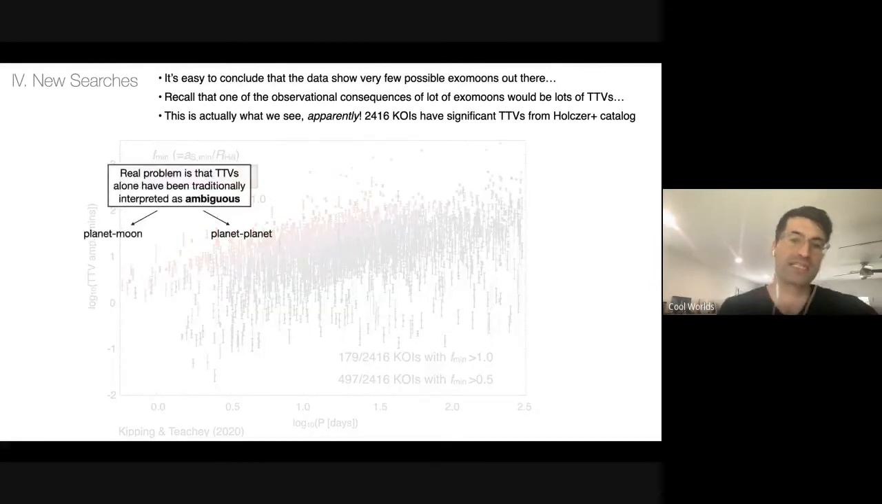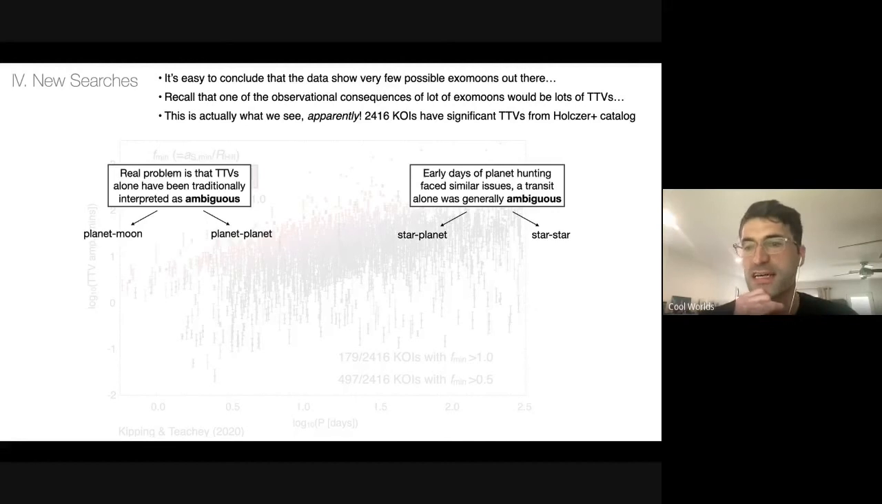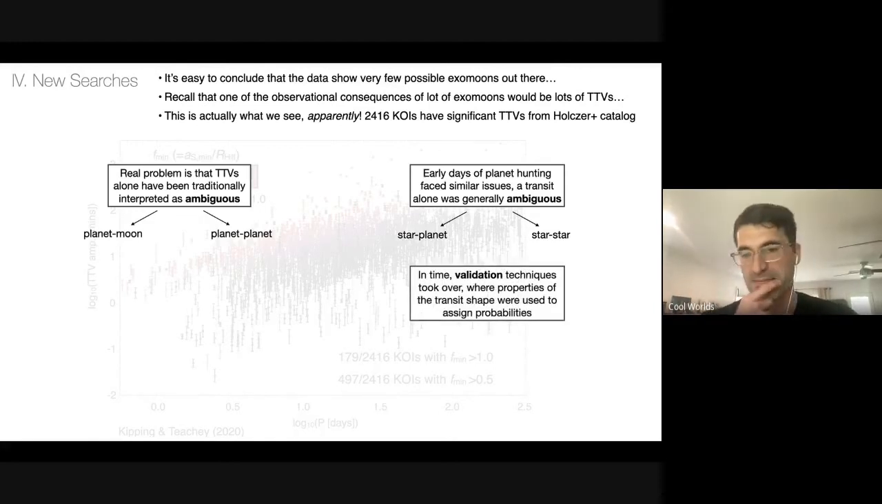The real problem with TTVs, as I see it, is they have traditionally been thought of as ambiguous. In most cases it could be a planet-planet system, which tends to be what we assume, but it could be a planet-moon system. This reminds me a lot of the early days of planet hunting, because we had the same thing. A transit by itself wasn't enough to claim a planet, because it could be a star with a planet, but it could also be a star with another star, like an eclipsing binary or a hierarchical triple. The way we eventually solved that, as I've alluded to, is the validation technique, which Guillermo Torres pioneered, Francois Fressin with BLENDER, and now we have VESPER from Tim Morton.